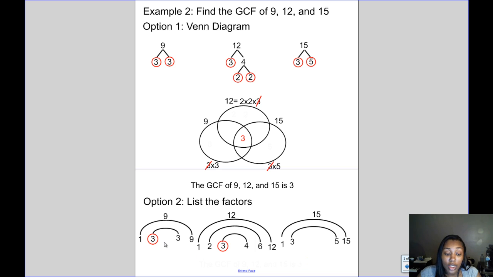Again, I'm looking to see what's the biggest number that they all have in common. And the biggest number is 3. So again, we know that the greatest common factor of 9, 12, and 15 is 3.